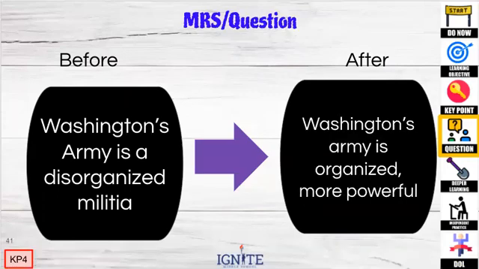So the correct answer for this one: before winter at Valley Forge, Washington's army is a disorganized militia. After winter at Valley Forge, Washington's army is organized and more powerful.